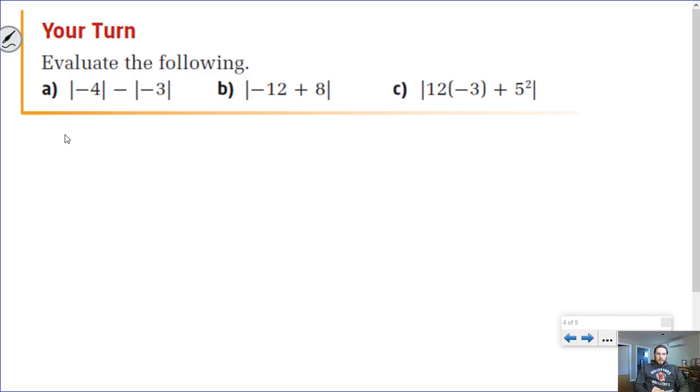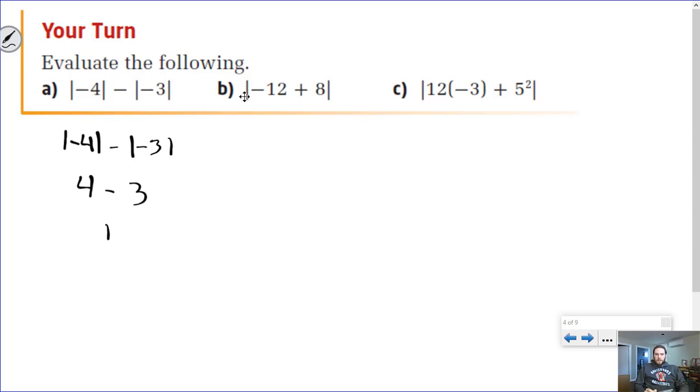So again, order of operations, absolute value of negative 4 minus the absolute value of negative 3. Oops, that's supposed to be a vertical bracket there, right? Not the rounded one. So again, go through, do your brackets first. So what is the absolute value of negative 4? Well, it's positive 4. And what is the absolute value of negative 3? It's positive 3. And then finally, 4 minus 3 is 1.